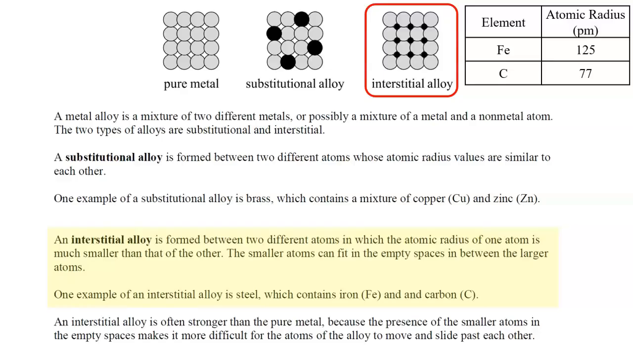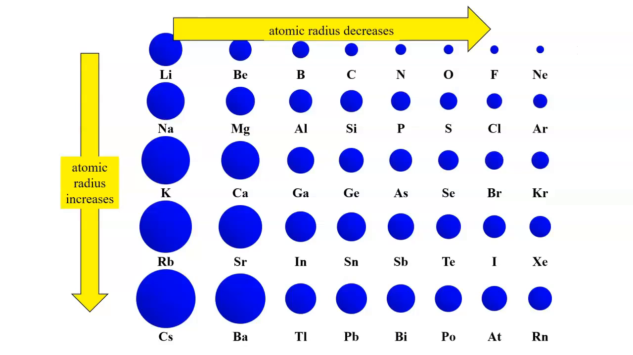Now, you might think, just based on this information at the top right corner of this slide, that somehow you need to memorize these values for atomic radius. The answer is no, you don't have to memorize the specific atomic radius values, but you should understand the general periodic trend in atomic radius. In general, atomic radius tends to decrease from left to right across a period, and tends to increase from top to bottom down a group.